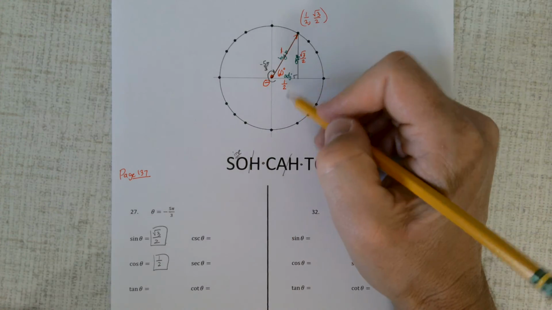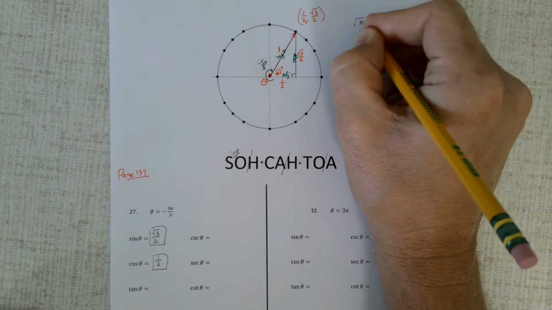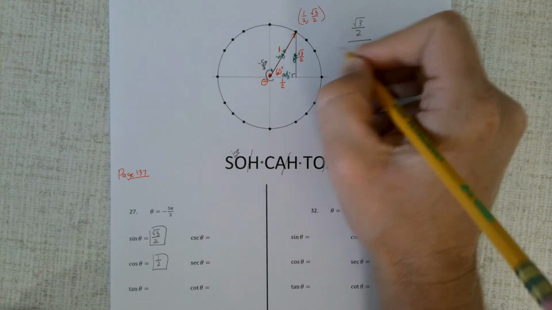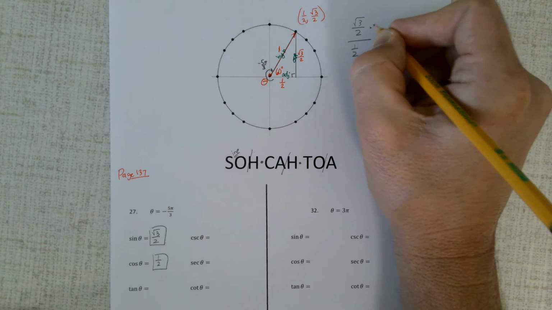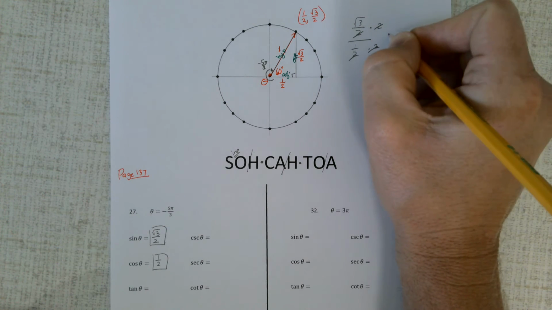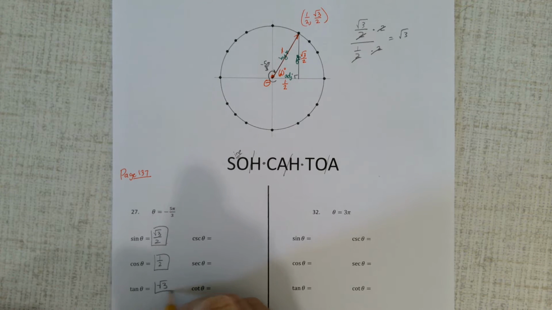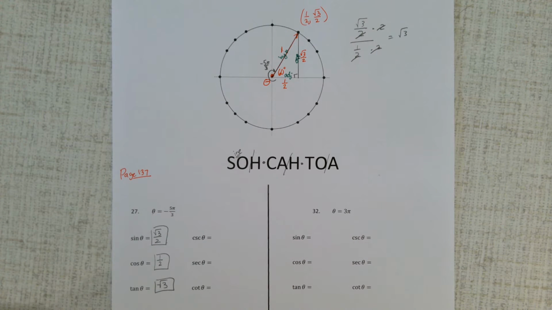And the last one is tangent. For tangent we do the opposite side, which is root 3 over 2, divided by the adjacent side, which is 1/2. We can fix this complex fraction by multiplying by 2, and we're left with root 3. So there's our first 3 trig functions.